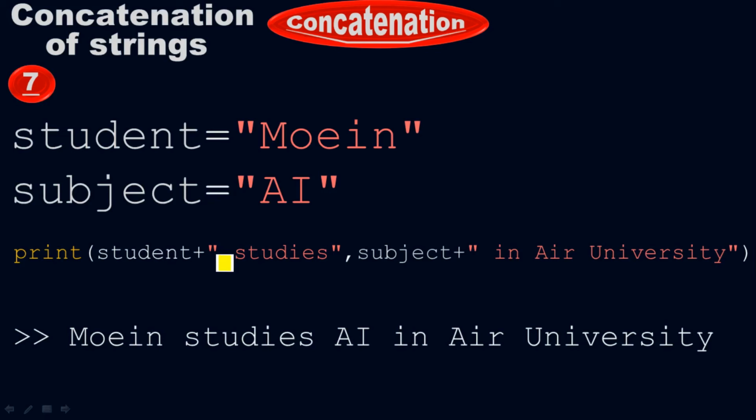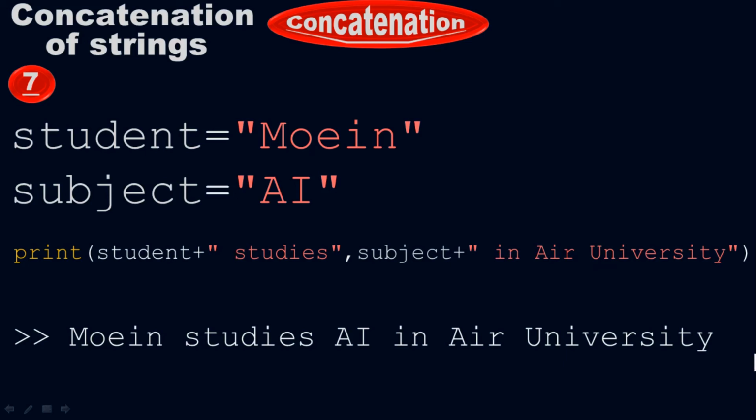I put a space right after the first quotes. Similarly, to concatenate subject, which is AI, with in Air University, I put the space right after the first quotes. Therefore, I got Moein space studies AI space in Air University. So it is a proper expression. Just put space right after the first quotes.